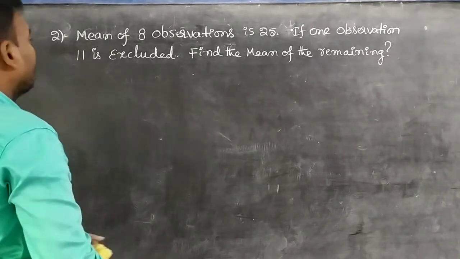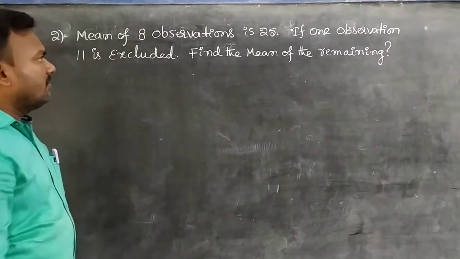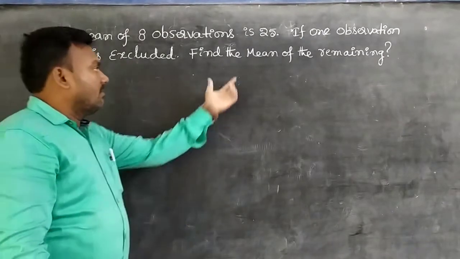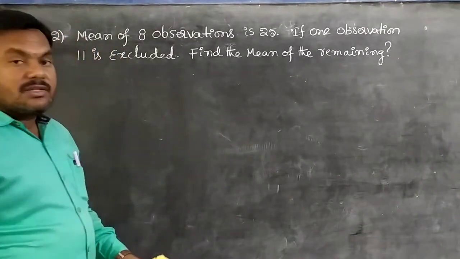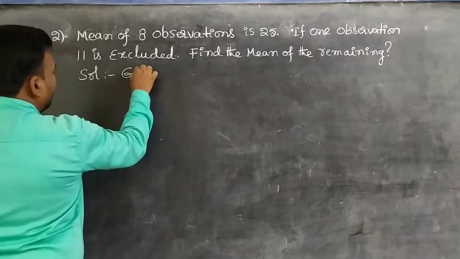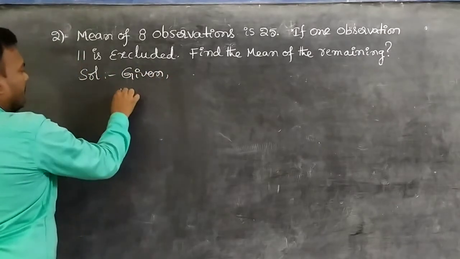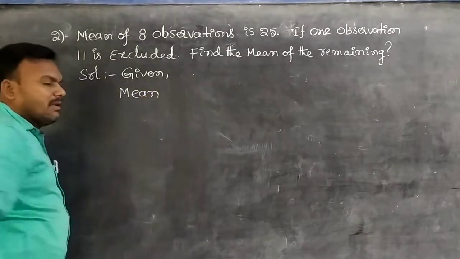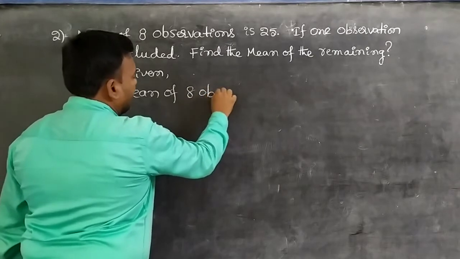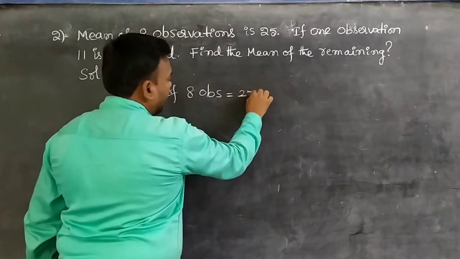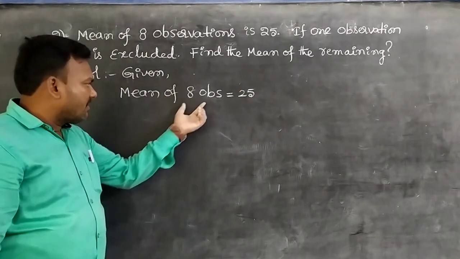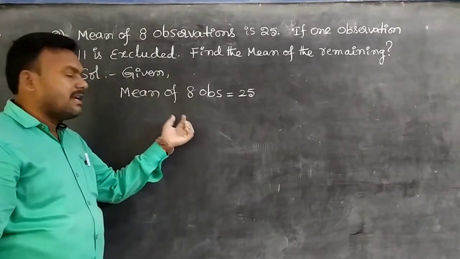Right. Observe. The mean of 8 observations is 25. If one observation is excluded, that means removed, find the mean of the remaining observations, students. Observe the solution carefully. The mean of 8 observations equals 25. So by the mean formula, sum of 8 observations by 8 equals 25.